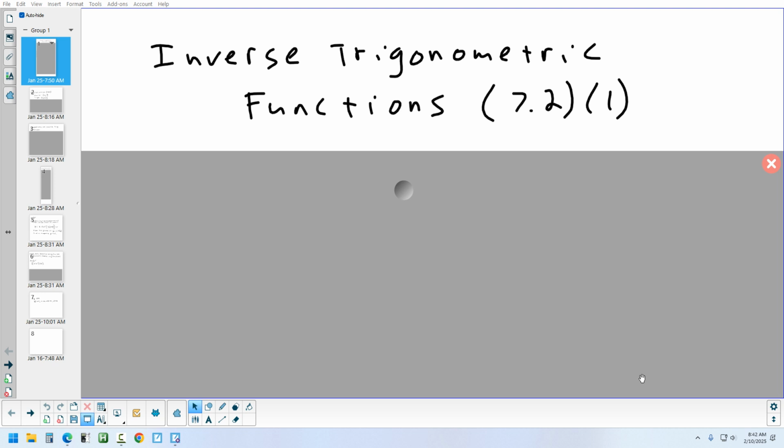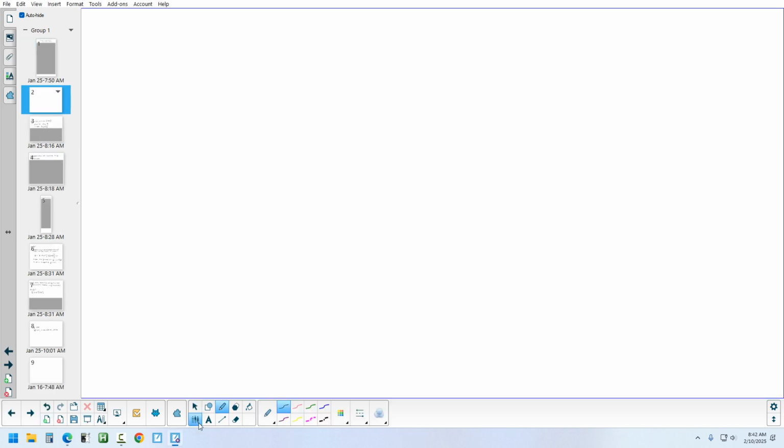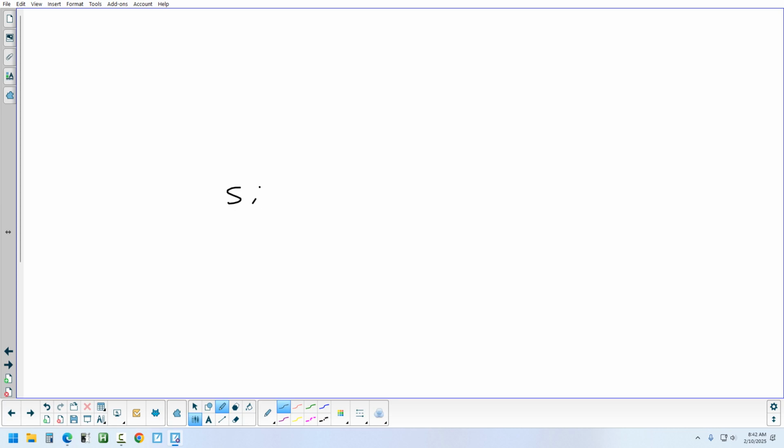All right, so we're going to start off this week by looking at section 7.2. In 7.2, we're going to be looking at inverse trig functions. And we're going to focus a lot on the domain and the range and what the picture of them looks like. We've already done a little bit with inverse trig in terms of solving an equation if you had something like this.